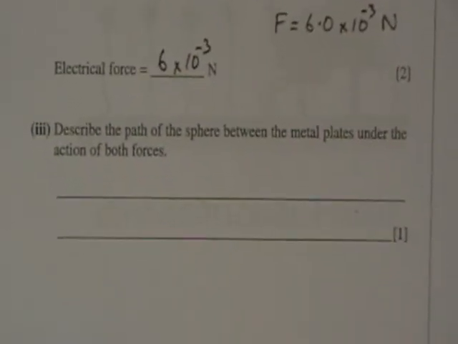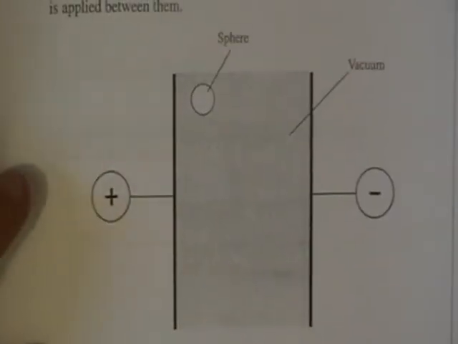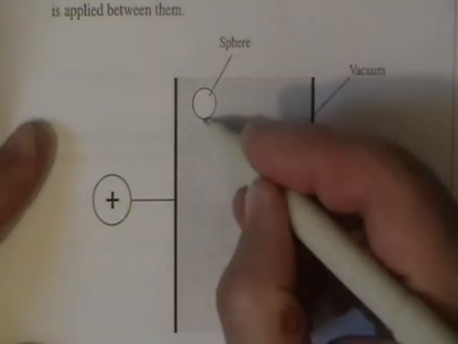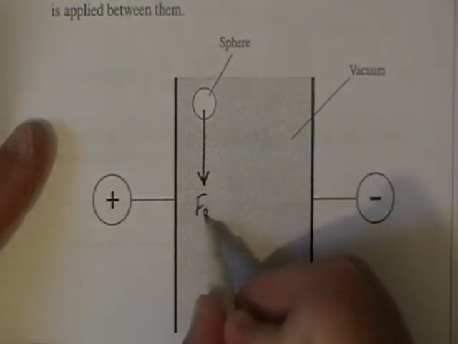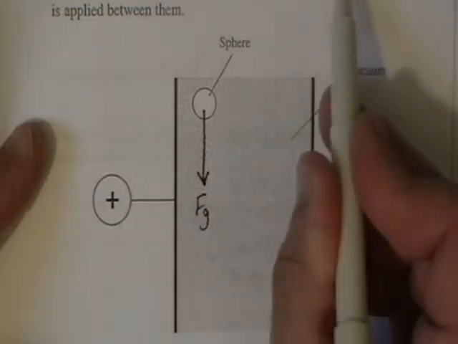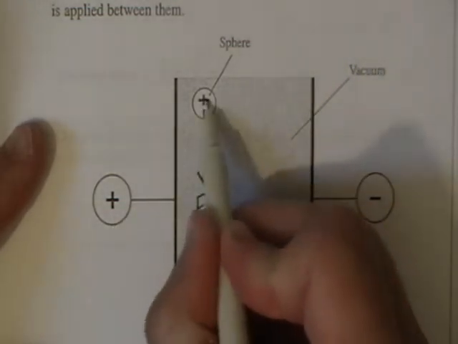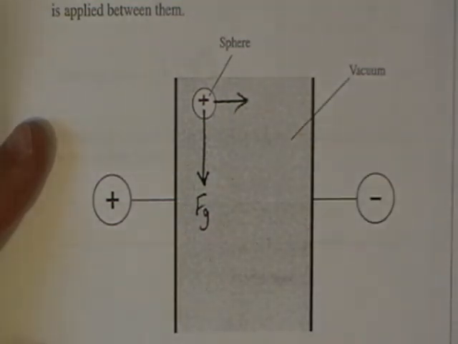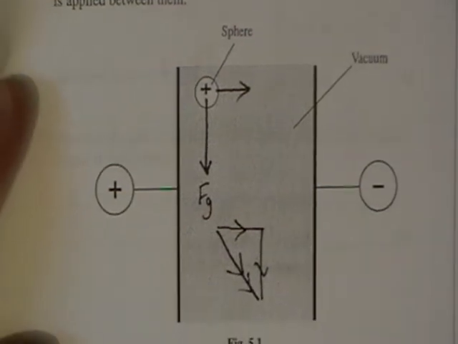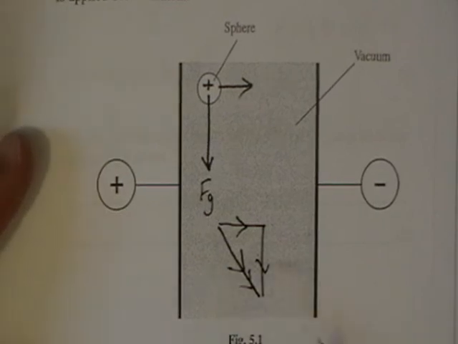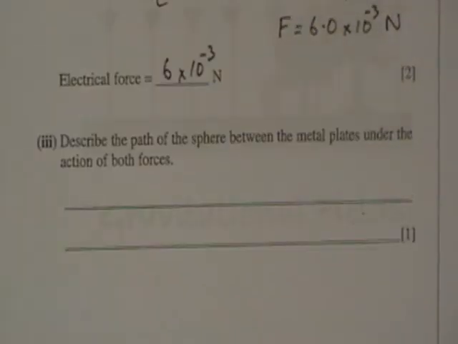Then describe the path of the sphere between the metal plates under the action of both forces. Well, if we go back to the diagram, what's happening is it's been pulled down by, first of all, it's been pulled down by the force due to gravity, and it's also, if it's a positive charge, okay, plus, then it's been pushed by the electric field, which when you combine those two together, what happens is you get something like that, which means that it's moving in a straight line going down and to the right.